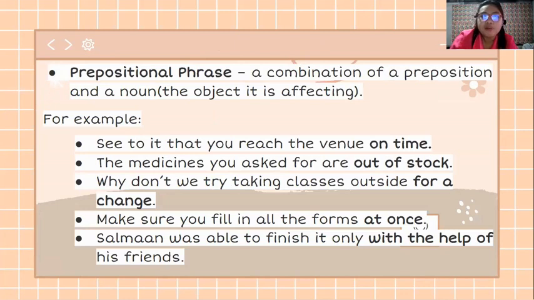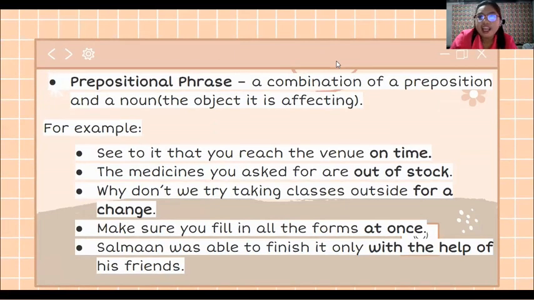Next is the prepositional phrase, a combination of a preposition and a noun, the object it is affecting. For example, see to it that you reach the venue on time. The medicines you asked for are out of stock. Why don't we try taking classes outside for a change? Make sure you fill in all the forms at once. And Salmaan was able to finish it only with the help of his friends. Okay, next.